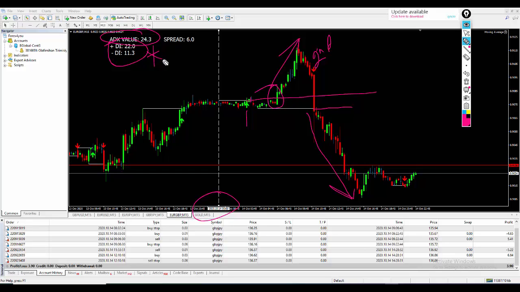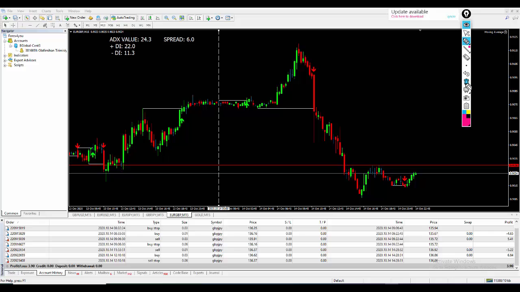So this is the trade I missed to trade in Euro JPY today. This is supposed to be my first trade, and this is supposed to be my second trade. But unfortunately, I didn't make any of the trade. Now let's look at the gold.